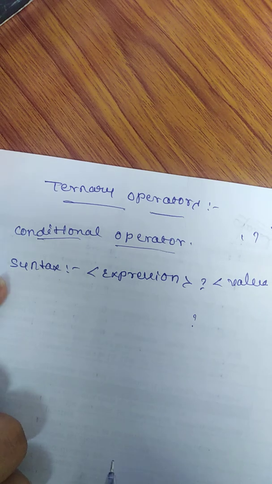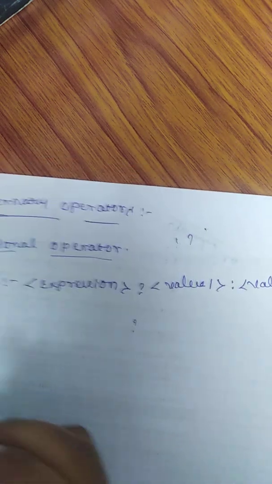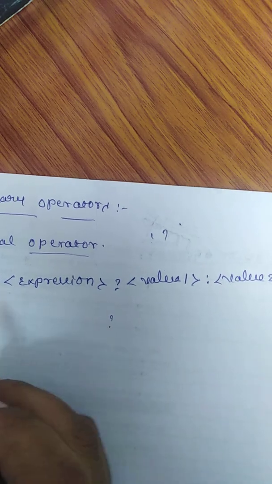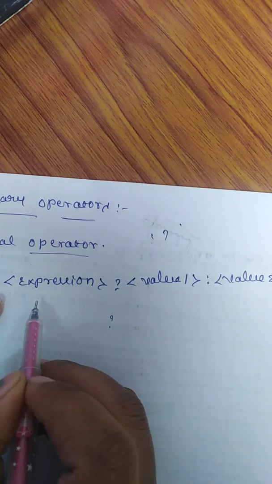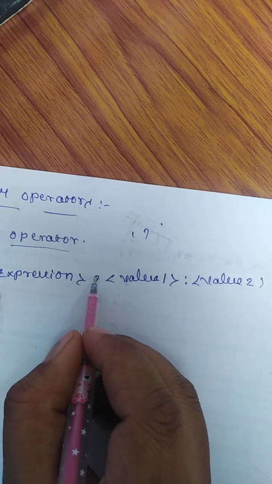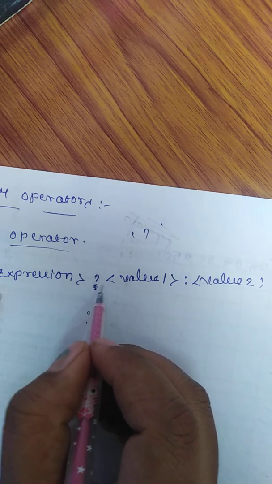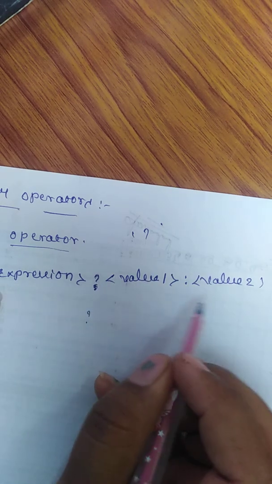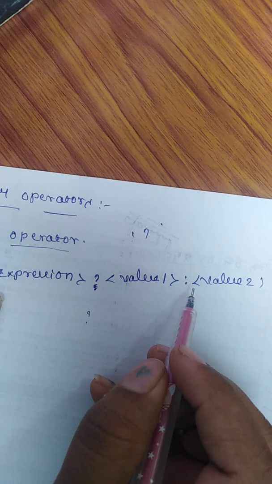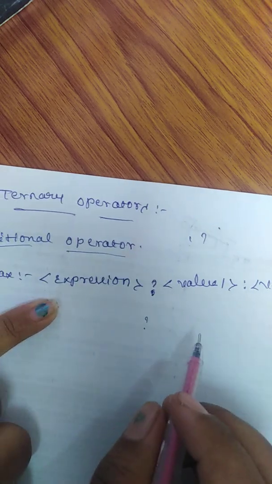I will write down the syntax of the ternary operator now. What is the syntax of our ternary operator? First we check the expression, then we write the question mark, which means the ternary operator, and then value 1, then value 2.